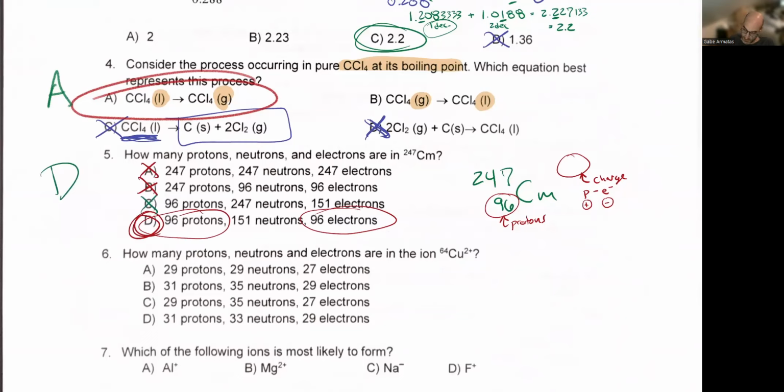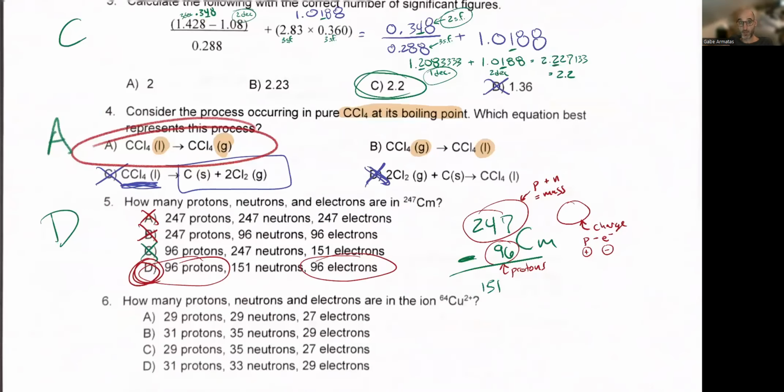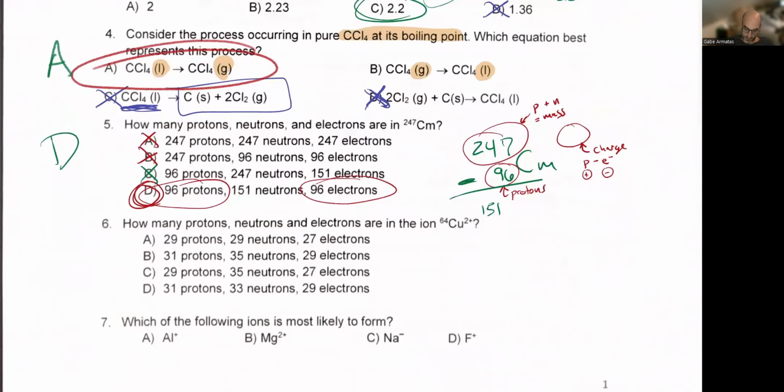We could eliminate C. The last portion of this is just simply taking 247 minus 96 should give me 151, because this value up here, as we know, is protons plus neutrons for the total mass. So that's going to give us the full mass. 247 is the mass because that's all the stuff that's in the nucleus. But we actually don't have to get that far because we know it's neutral. And so those two have to be equal.